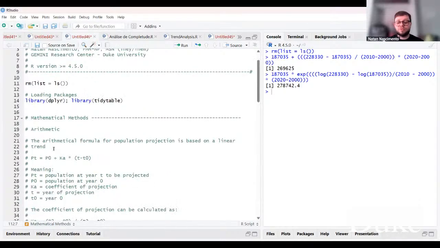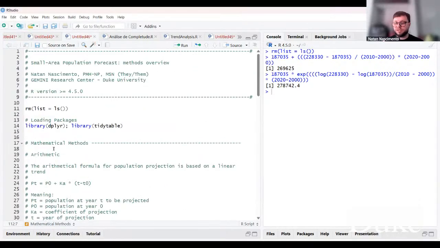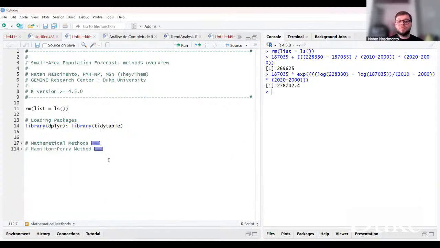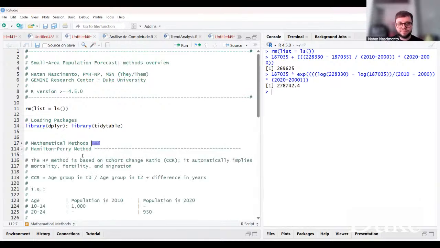So if you don't have a population for a certain period of time, you can just use those mathematical methods. But if you do want a population that is closer to what we actually have, we can use the Hamilton-Perry method. I explained this method in the last section, and I'll touch on it a little deeper today because it's the best method we have to do population projections and forecasts.